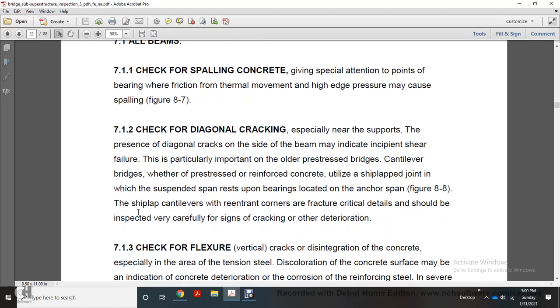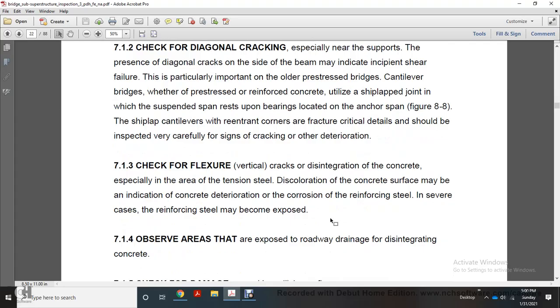Figure 8-7. Check for diagonal cracking, especially near the supports. The presence of diagonal cracking on the side of the beam may indicate incipient shear failure, which is particularly important with the older pre-stressed bridges. Cantilever bridges where the pre-stressed reinforced concrete utilizes a shiplap joint, with span resting upon bearings located on the anchor span, Figure 8-8. Shiplap cantilever re-entrant corners: vertical fracture. Critical details should be inspected very carefully for signs of cracks or other deterioration.